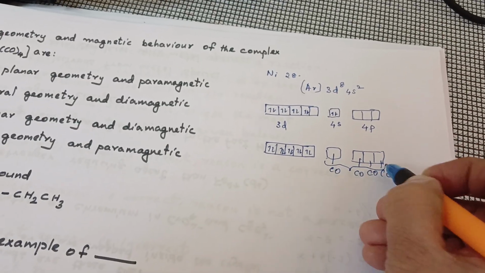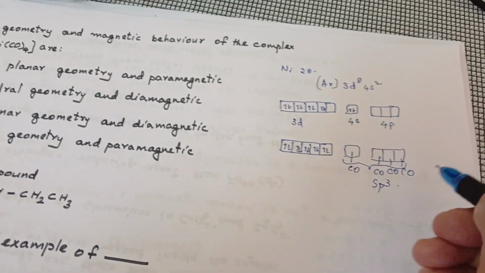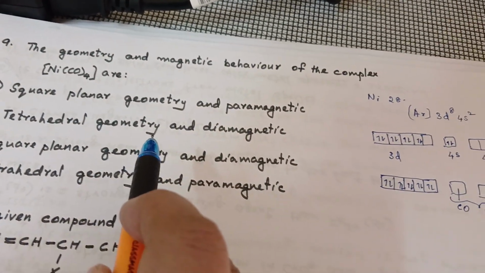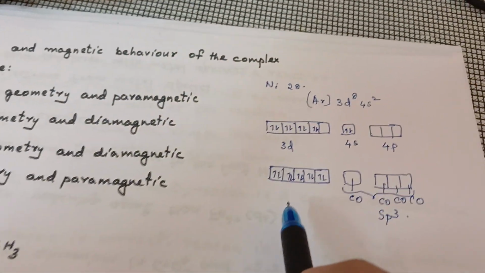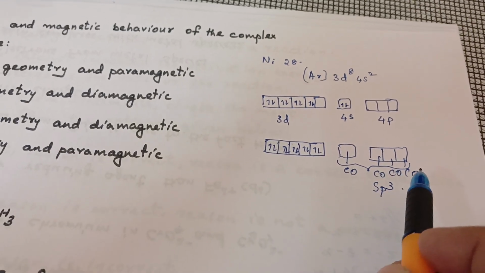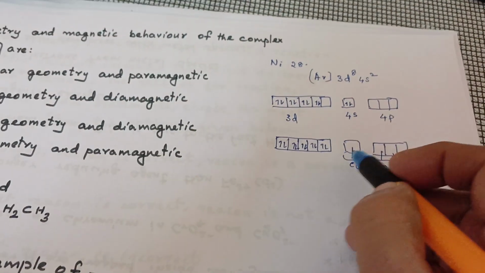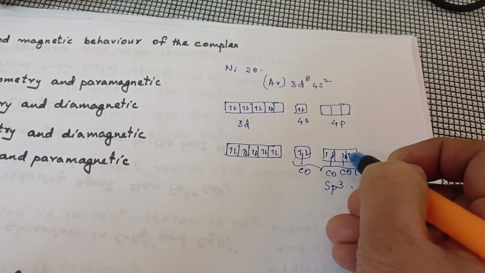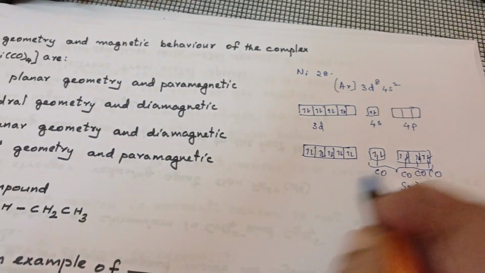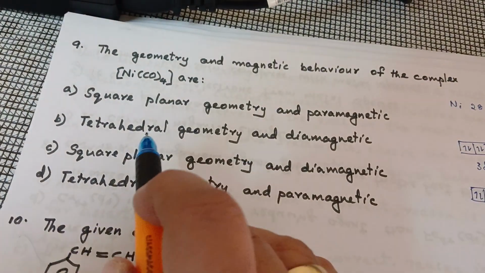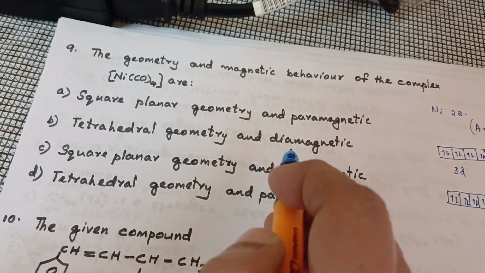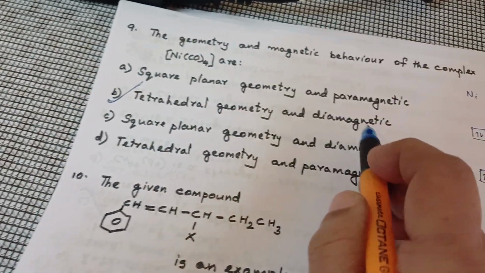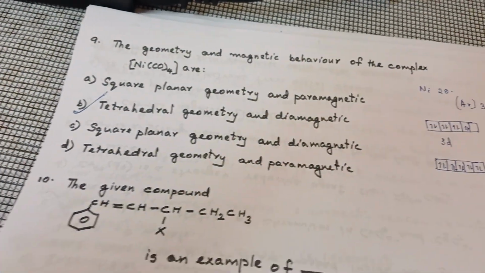So you will be having sp3 hybridization. So that means you will be having tetrahedral geometry. And are there any unpaired electrons in here? No unpaired electrons. These are all occupied by 2 electrons each, like this, of the carbonyl group. So option B will be the correct choice. It will be having a tetrahedral geometry, and it is diamagnetic.